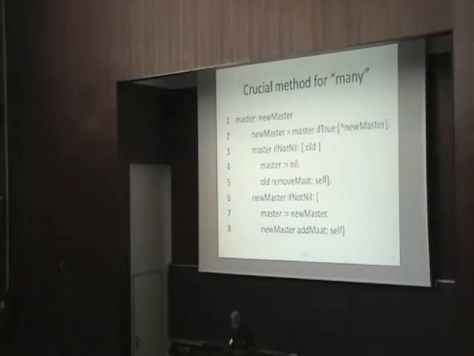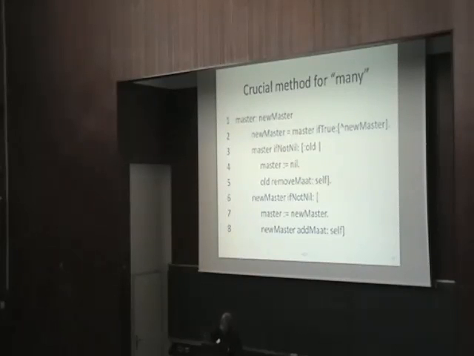That means there has to be something done. But first of all, I should check, should I change anything? And that's line two. Then line three says, okay, if master is not the existing master, the new master, and it's also not null, it belongs to another one-to-many association. And I want to throw the older master out.